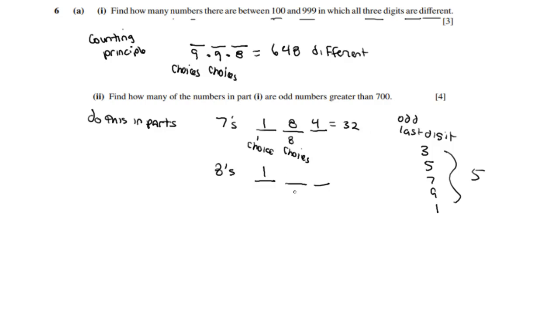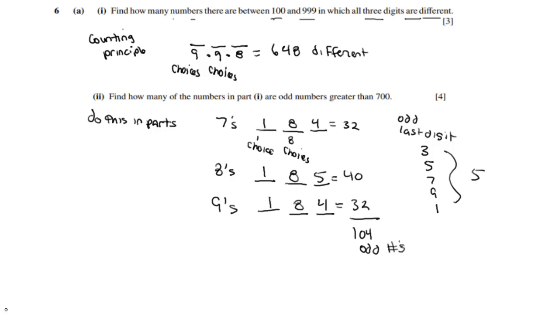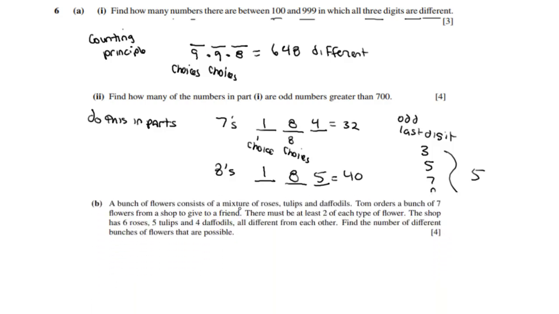Now I do it again for the 800s. Again, there's going to be 1 8. And now again, I have 8 choices for my next digit. And I need an odd. Now in this case, my first 2 digits have not used an odd number, so I can use all 5 as my choices. When I get to the 9s, I have 1 choice for 9. Again, 8 for the second one, but I've used a 9. For my last one, I only have 4 choices for the last odd number. Anyway, add those up, you get 104. That's 104 odd numbers in the group above 700.